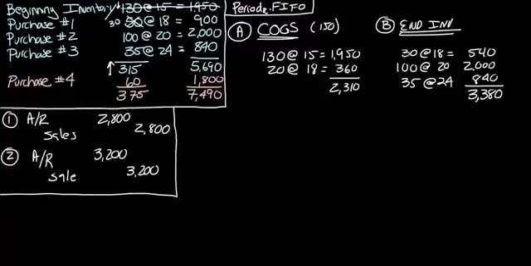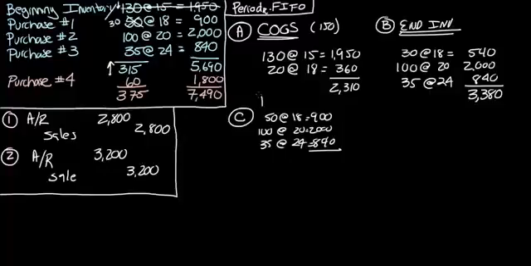One other piece of information I want to throw out to you, and that should be a C, not a B, is how much my purchases were. I purchased 50 at 18 for 900. I purchased 100 at 20 for 2,000. And I purchased 35 at 24 for 840. So my actual purchases for the year are a total of 3,740.